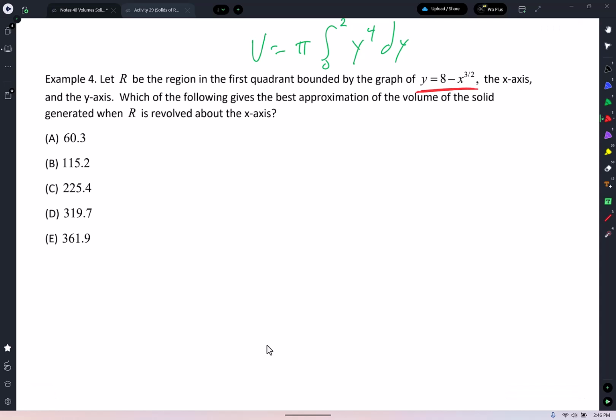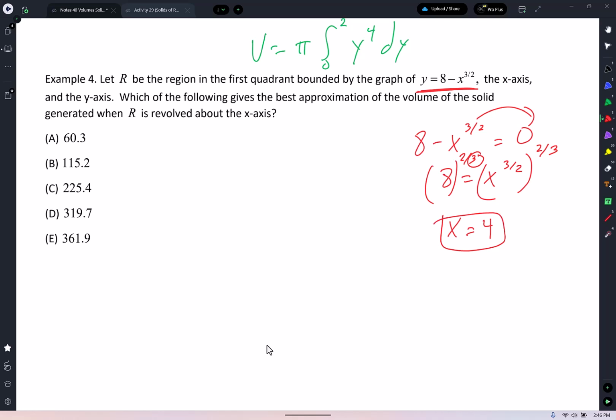So when x is 0, I'm at 8. And then where do I cross the x-axis? So let's see, 8 minus x to the 3/2 equals 0 without a calculator. So move that to the other side. 8 equals x to the 3/2. And then to find my x value, you've got to raise this to the 2/3. So x equals the cube root of 8, which is 2. And 2 squared is 4.